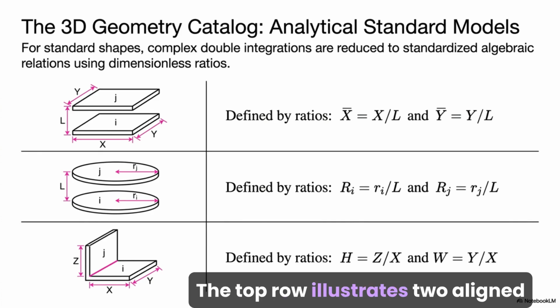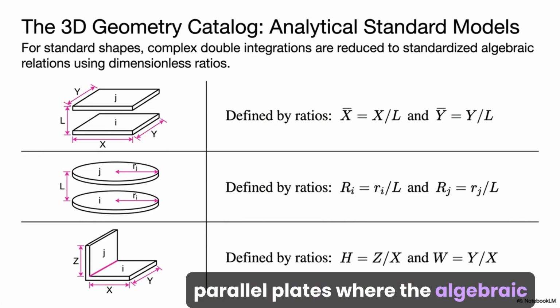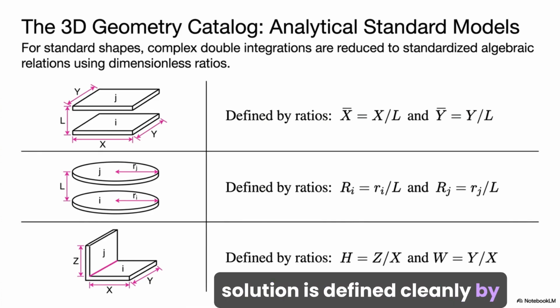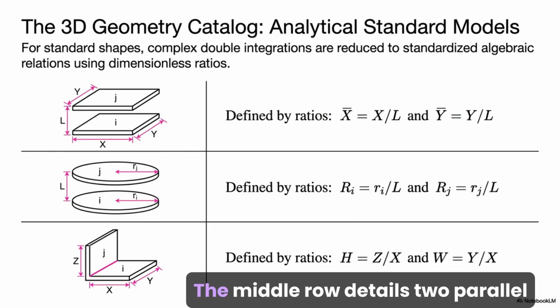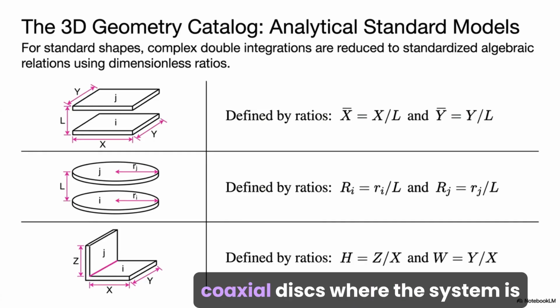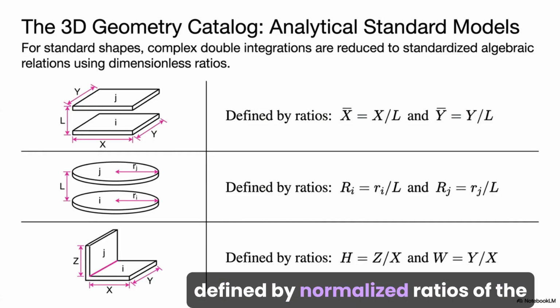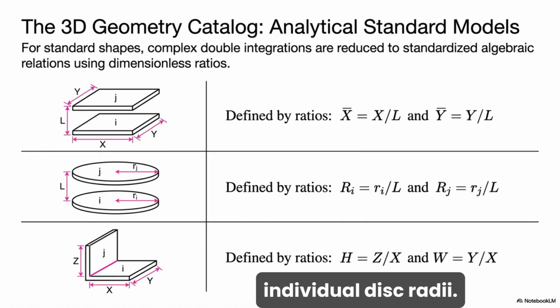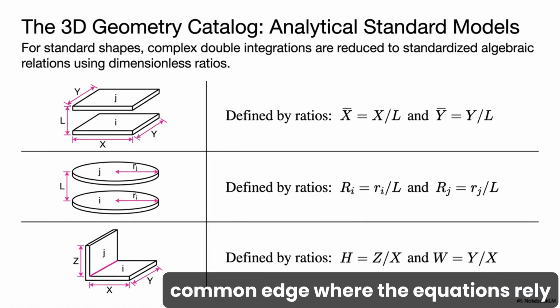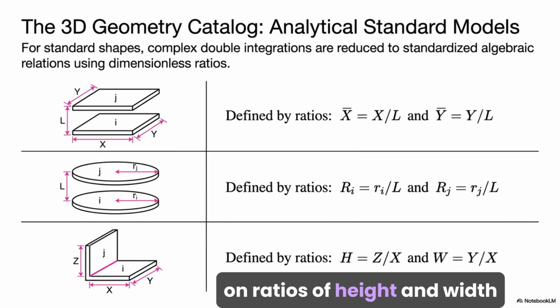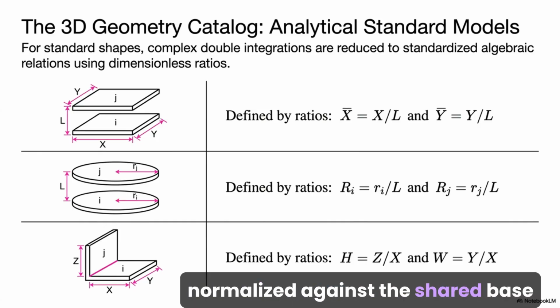The top row illustrates 2 aligned parallel plates, where the algebraic solution is defined cleanly by dimensionless parameters of length and width, normalized by the separation distance. The middle row details 2 parallel coaxial disks, where the system is defined by normalized ratios of the individual disk radii. The bottom row maps out two perpendicular plates sharing a common edge, where the equations rely on ratios of height and width normalized against the shared base length.